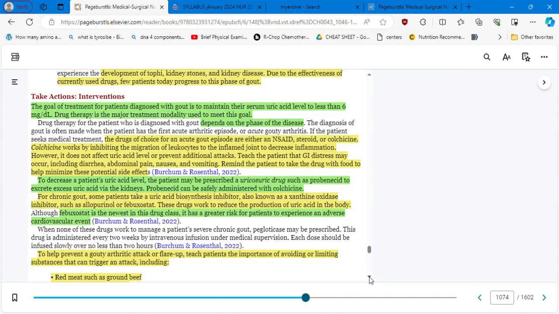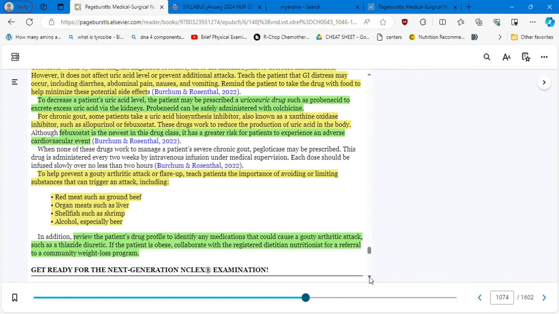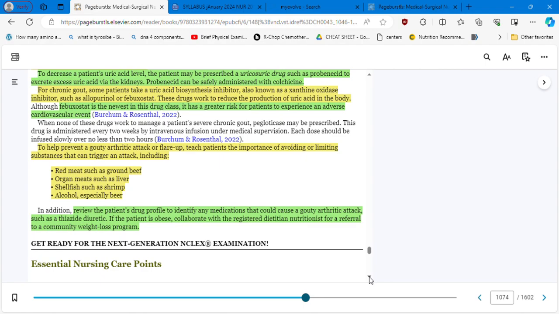For chronic gout, some patients take a uric acid biosynthesis inhibitor, also known as xanthine oxidase inhibitors, such as allopurinol or febuxostat. These drugs work to reduce the production of uric acid in the body. And this febuxostat is the newest drug in the market and has a greater risk for patients to experience an adverse cardiovascular event.